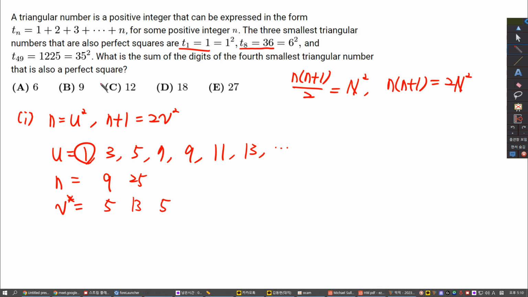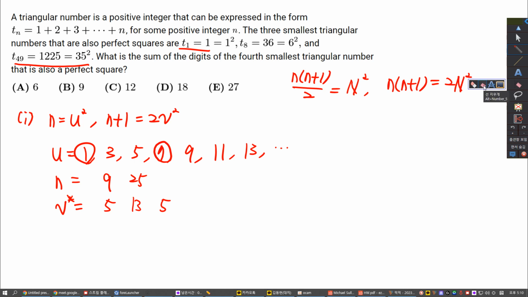No, no, no. That's the third triangular number, right? Because n is 49. Second, it's a third triangular number. When u is 7, n is 49. And then let's think of the second case.